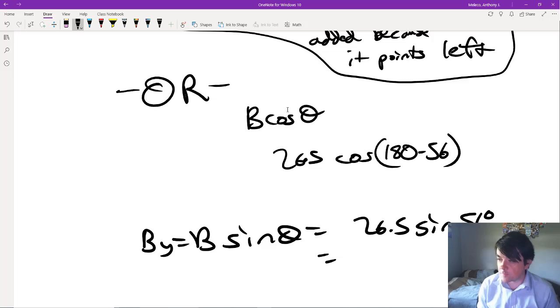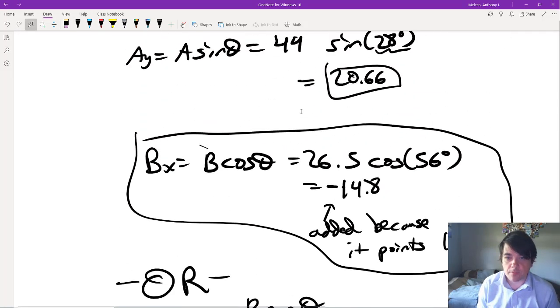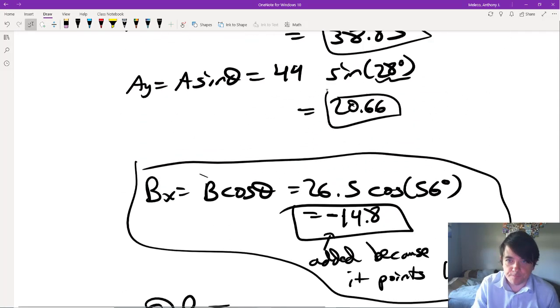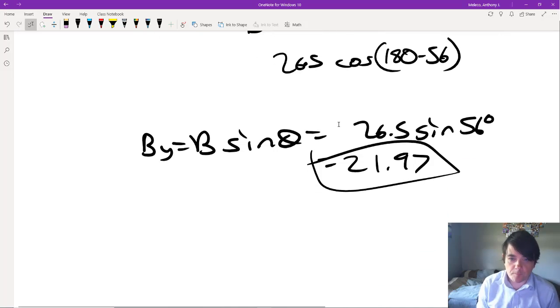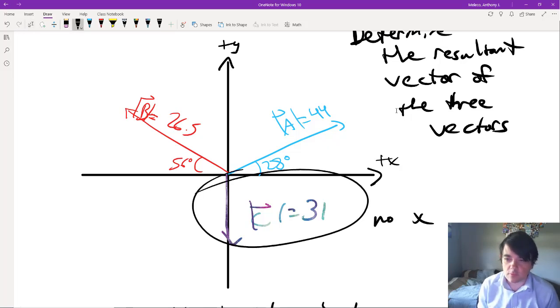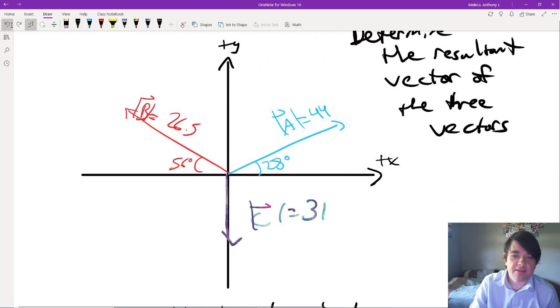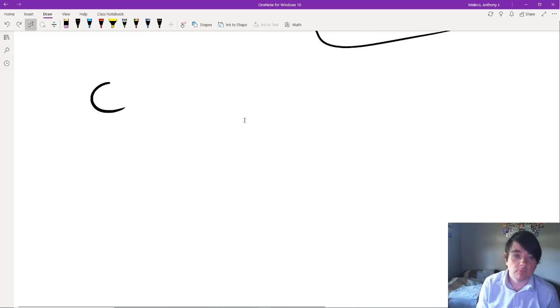And this was 21.97. Let me just make sure I'm boxing all of this so I know what to do. Lastly, we have C. Now, if you'll see C, there is no x component, right? There's no x. It points straight down. So Cx is actually just 0. But let's say you didn't draw it, and you don't believe that.